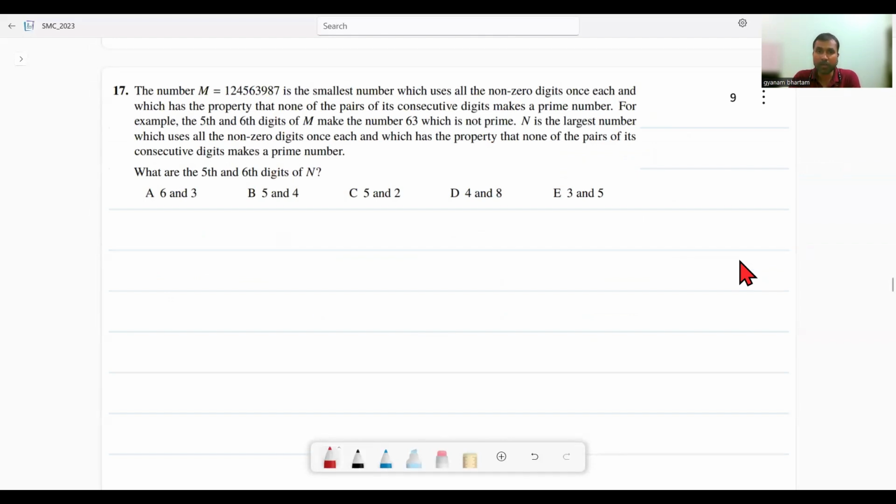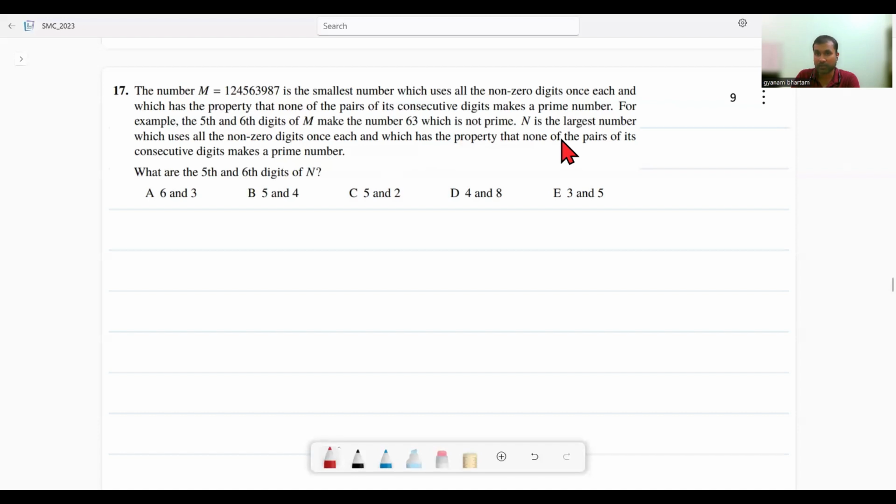Next, the number m, 124563985, is the smallest number which uses all the non-zero digits once each, and which has the property that none of the pairs of consecutive digits makes a prime. So 12, 24, 45, 56, 63, okay, they are all composite, divisible.